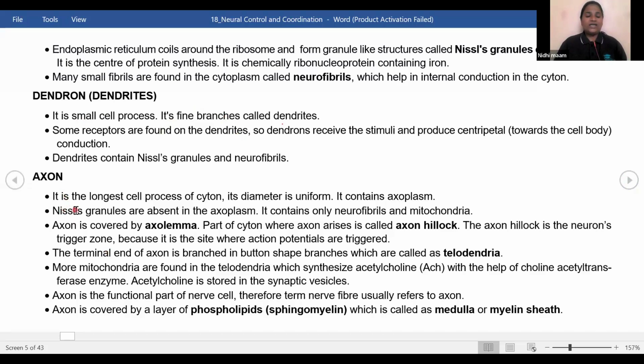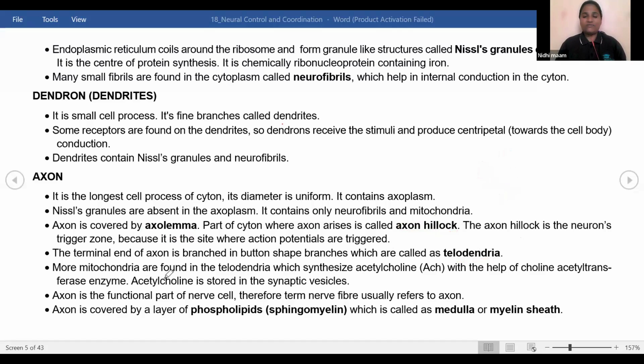Then the axon is the longest process of the cyton. If this is a neuron, this longest part is called the axon, which will have the myelin sheath. The axon is covered by an axolemma. The part of the cyton where the axon arises is called the axon hillock. So from the cyton, the axon arises, and that point is called the axon hillock. The terminal end of the axon is branched, and these branches are called telodendria.